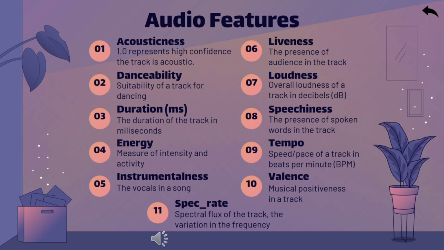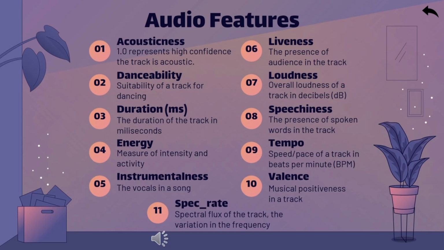The energy value ranges from 0 to 1, where values closer to 1 are songs that feel fast, loud, and noisy, such as Animals by Maroon 5. Slower songs like I'm With You by Avril Lavigne will have lower energy value, which are closer to 0.